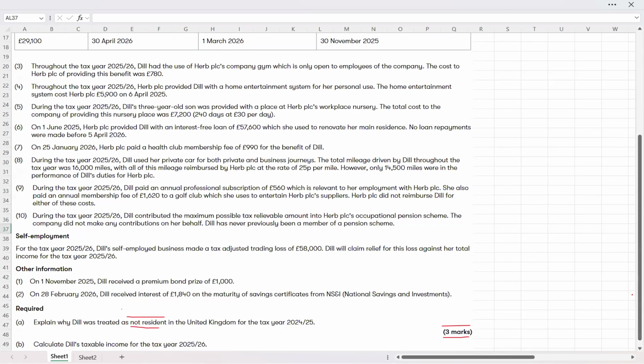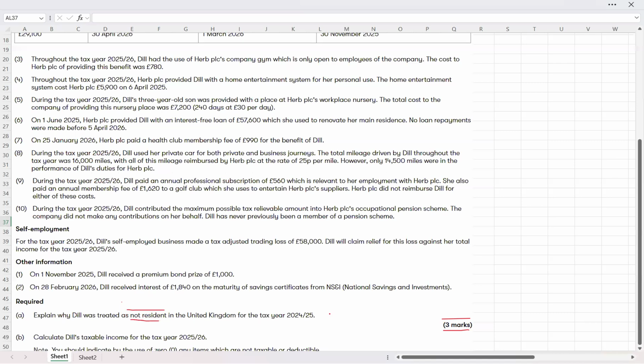The second requirement is we have to calculate Dill's taxable income for the tax year 25-26. Okay, so be careful. We have to see why Dill was not resident for tax year 24-25. However, the taxable income is calculated for the tax year 25-26. So these tax years have to be remembered.